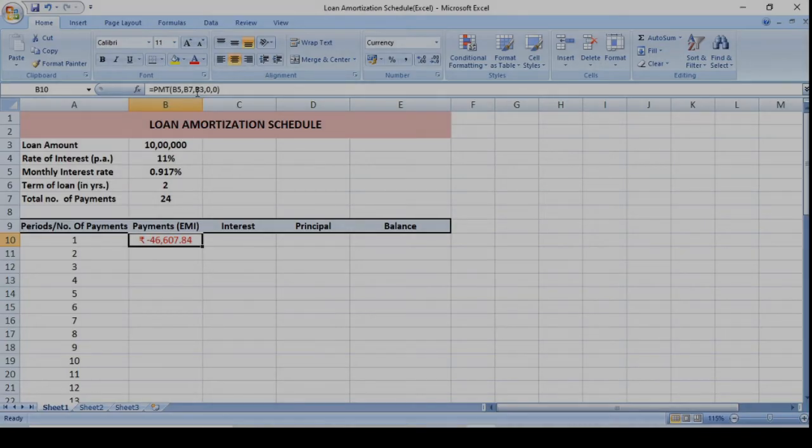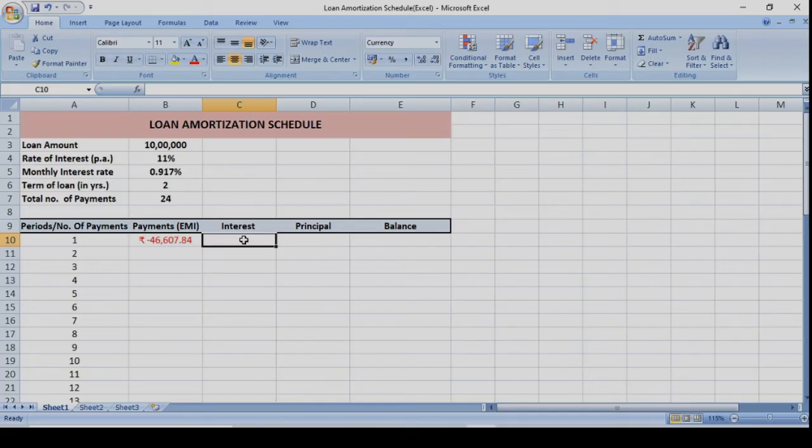as negative, because that will be an outflow of cash. We have to make the payment of that amount that we will be having at present to the borrower. So if we take it as negative, then it will automatically become positive. But I am assuming that I have to prepare this loan amortization schedule from the borrower's point of view.